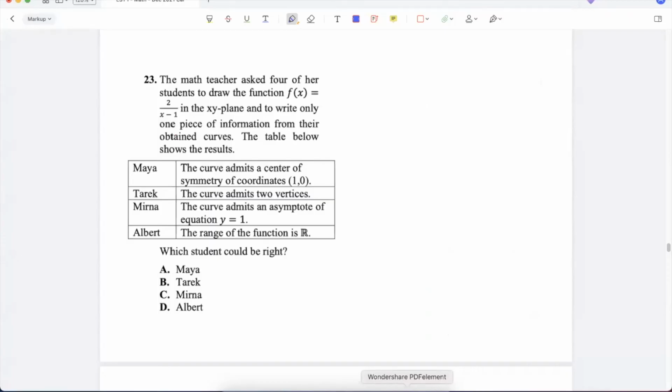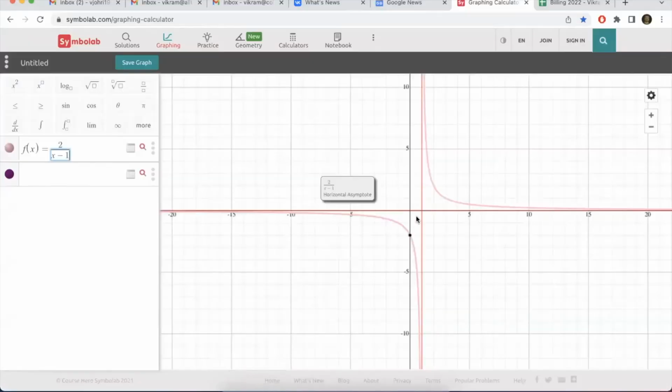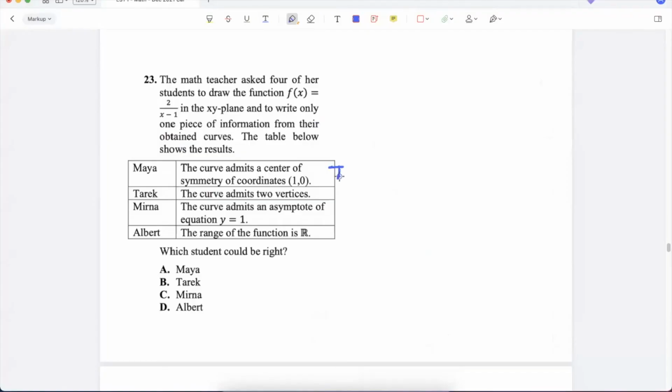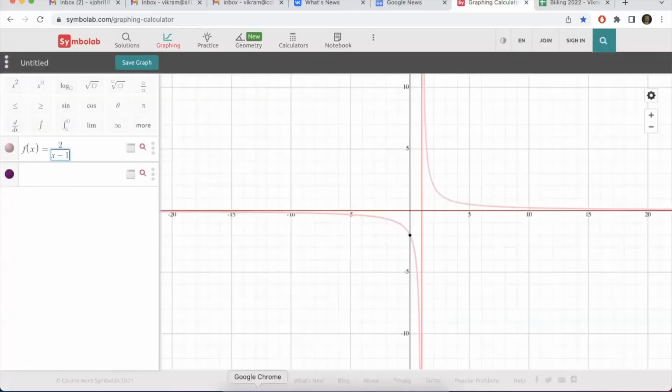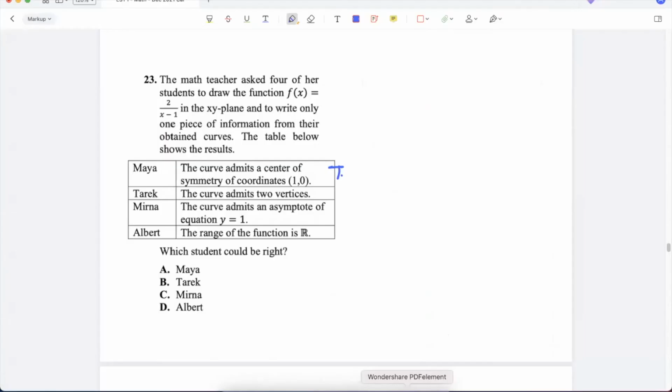The curve admits a center of symmetry of coordinates 1, 0, yeah, that is true. So Maya's statement is true. The curve admits 2 vertices. No, it doesn't have any vertex. So that's wrong. Okay. The curve admits an asymptote at x equal to 1, not y equal to 1.